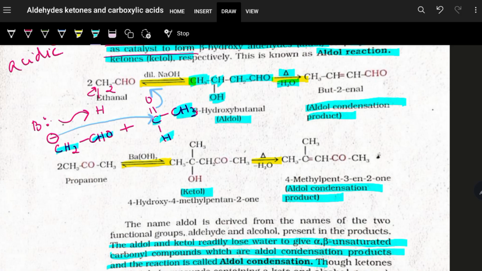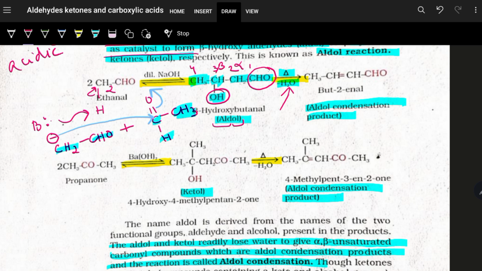So you get a compound which contains aldehyde functional group and alcohol functional group together. So it is known as aldol. That means aldehyde and alcohol functional group are present in the same compound. And what is the IUPAC name? 1, 2, 3 and 4. At the 3 position there is hydroxy. So 3-hydroxybutanal. And when you heat it, it loses H2O, and the H2O is removed from alpha and beta.